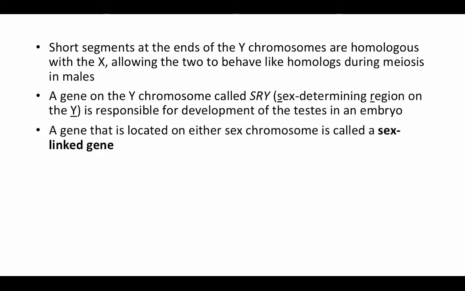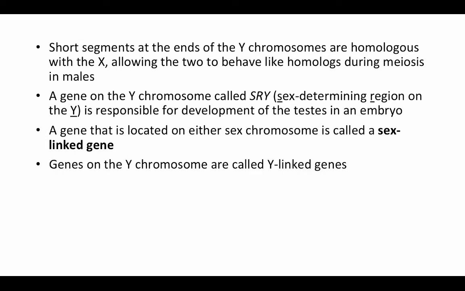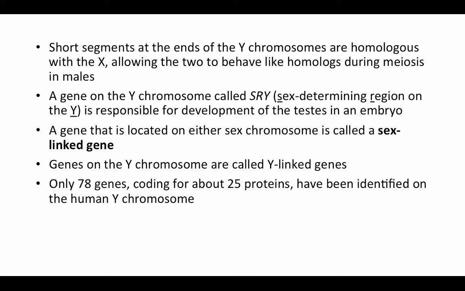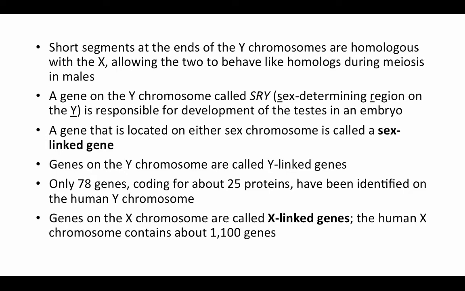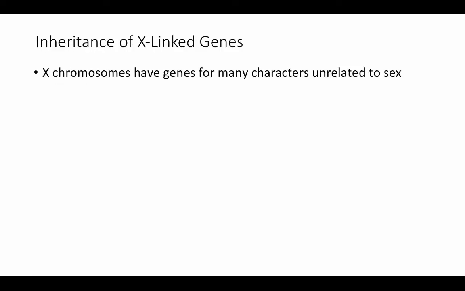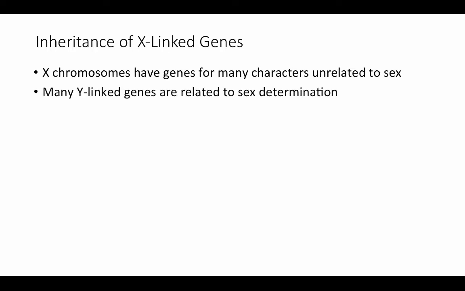In general, a gene that is located on either sex chromosome is called a sex-linked gene. The genes on the Y chromosome are called Y-linked genes, and there are very few of them. You saw how small that Y chromosome was relative to the X chromosome. There are only about 78 genes coding for about 25 proteins. Genes on the X chromosome are called X-linked genes, and the human X chromosome contains about 1,100 genes. So the X chromosome has many, many genes for characteristics that are completely unrelated to sexual identity, while many Y-linked genes are related to sex determination.